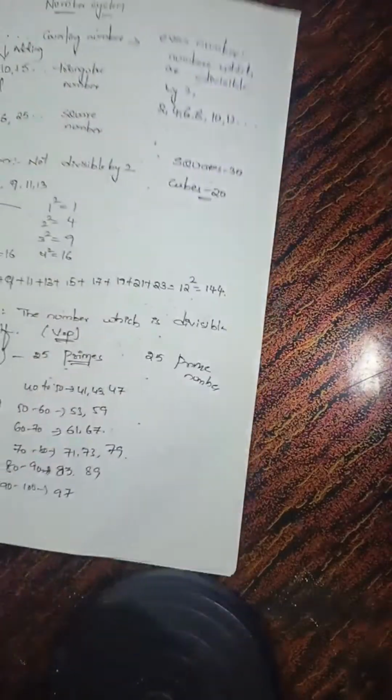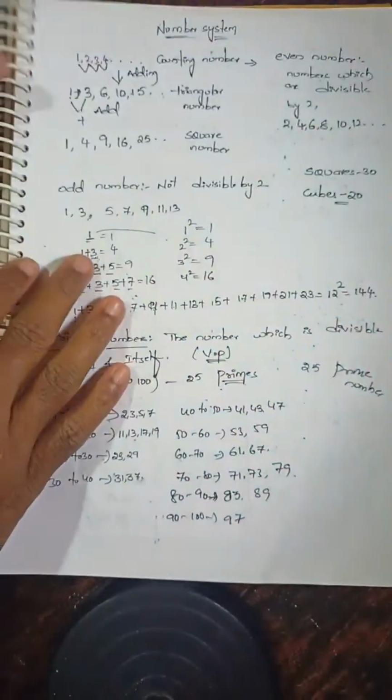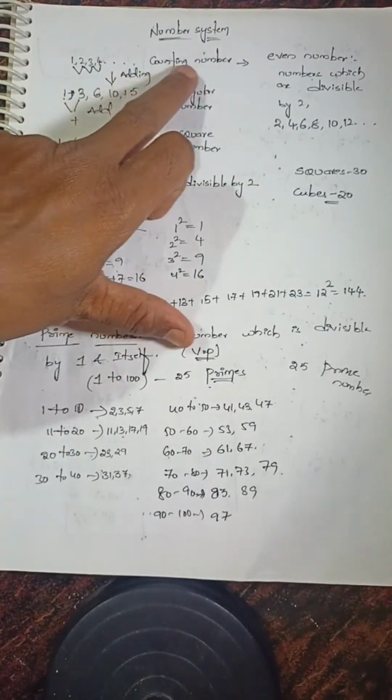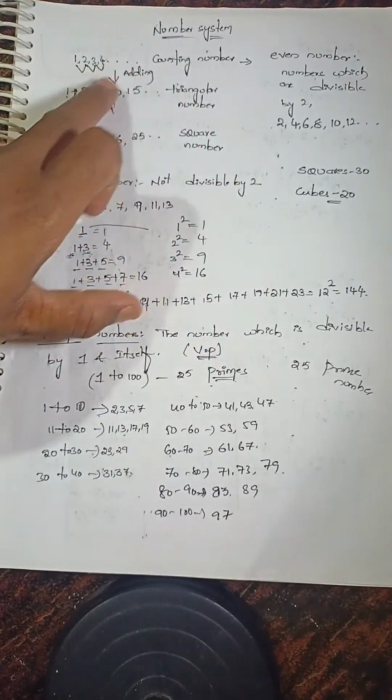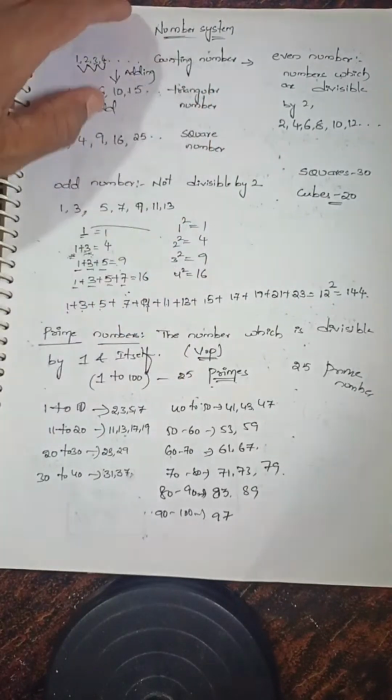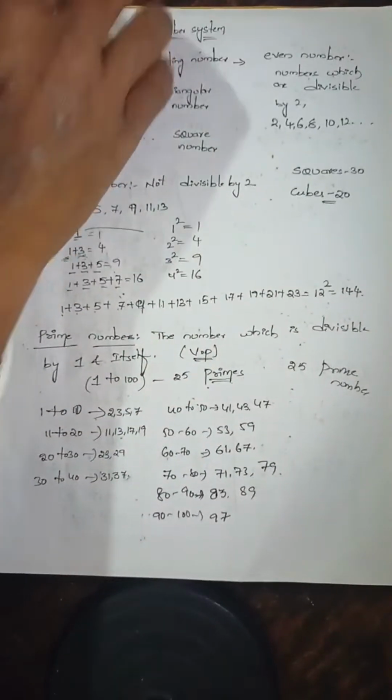Yes, in the morning session, I have discussed the number system. Let me get back once again. Counting numbers 1, 2, 3, 4 are called counting numbers. If you add counting numbers, we get triangular numbers. These triangular numbers we get in CBSE class 6.